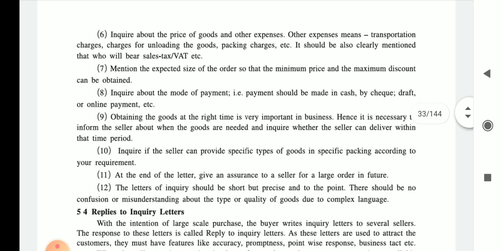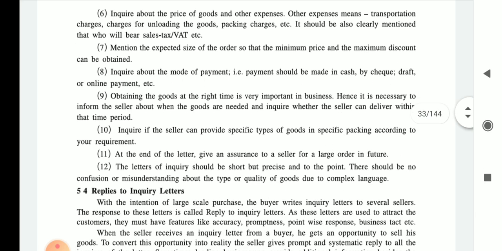It should also be clearly mentioned who will bear the sales tax as well as VAT, etc. But instead of sales tax and VAT, in the modern era GST is applicable, and that you know very well. So you have to also make clear who will bear this type of expenses and how much it will be. Next one is to mention the expected size of the orders so that the minimum price and the maximum discount can be obtained.